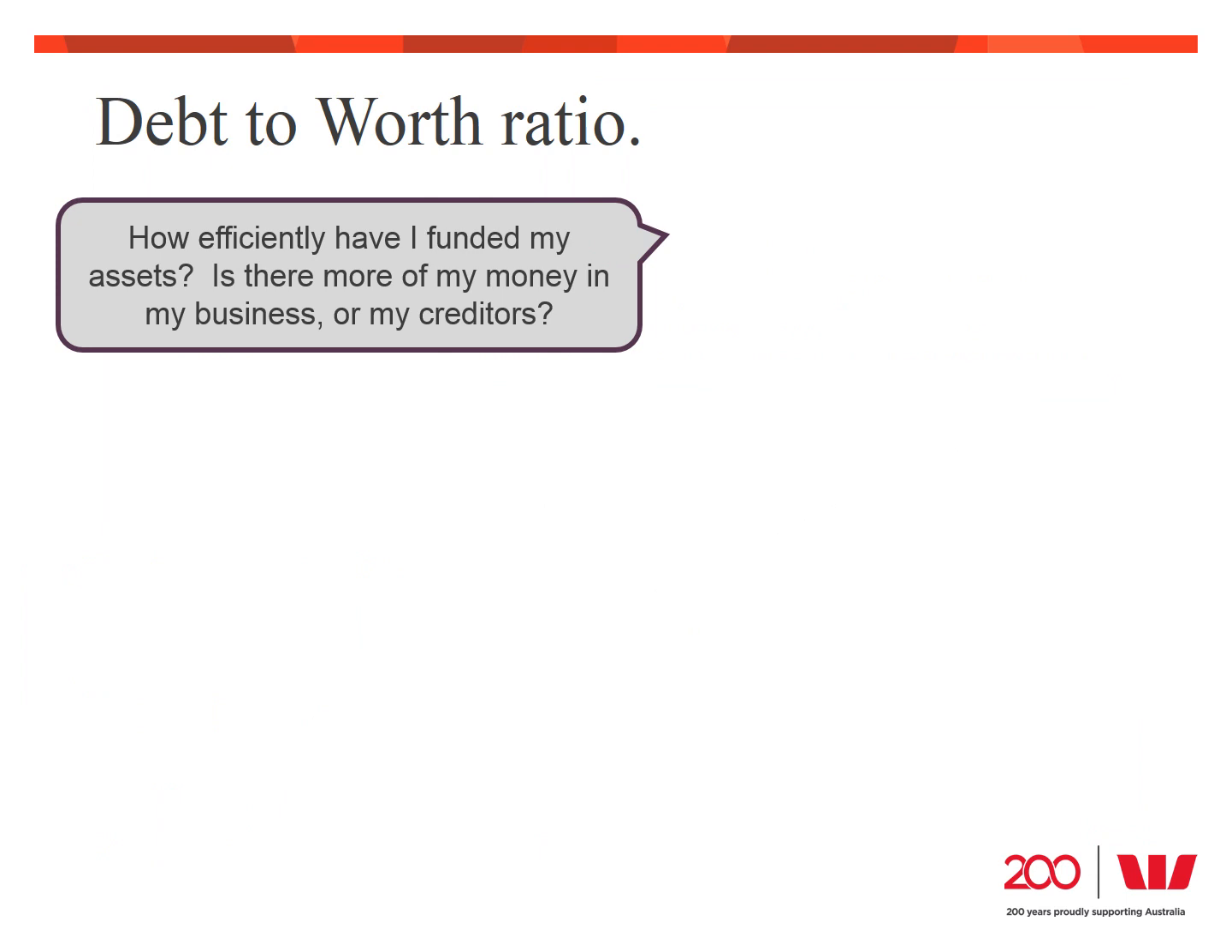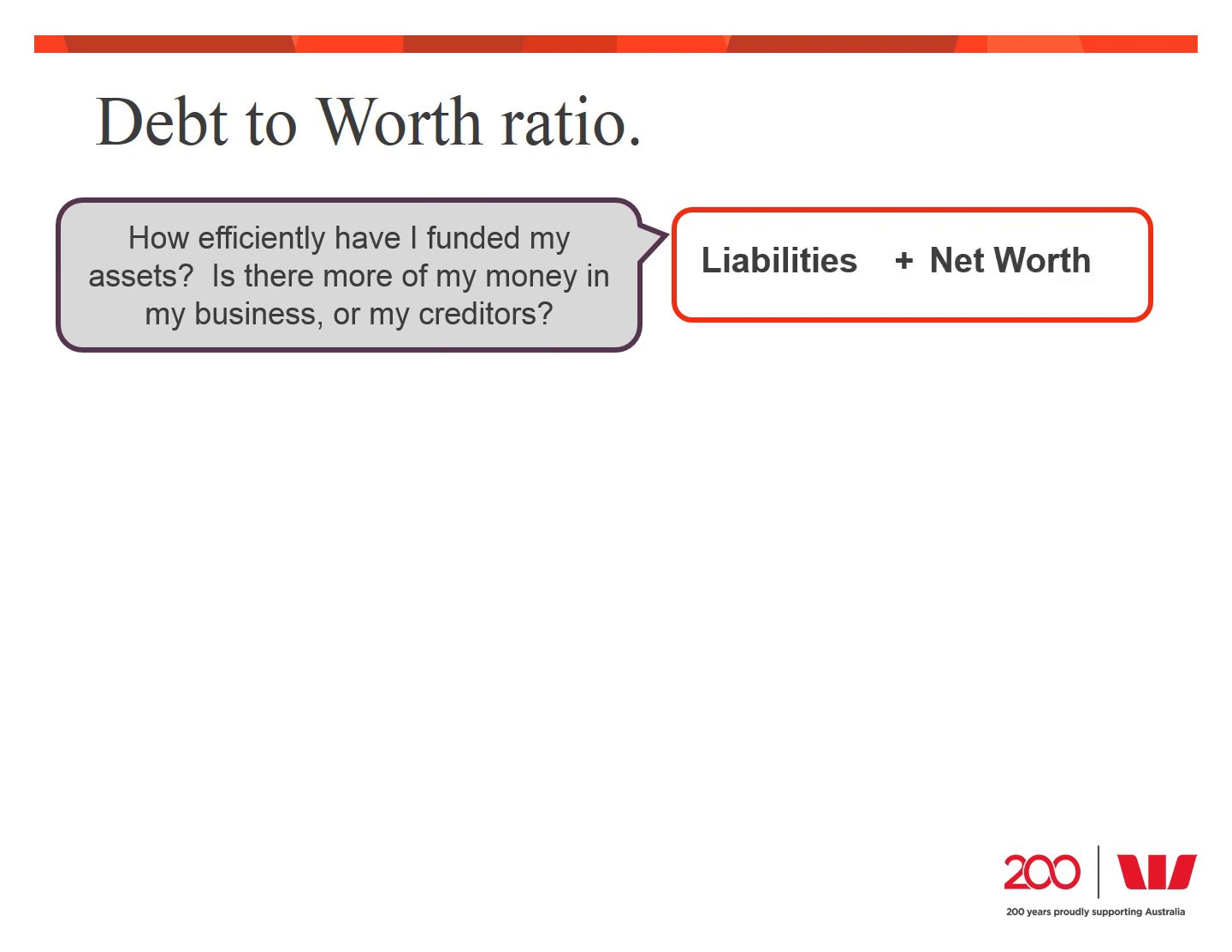So let's start with, how efficiently have I funded the assets, or the debt to worth ratio? Now this ratio compares the amount of net worth, that is the owner's money, with the amount of liabilities, that is our creditor's money. Now having the right balance here should mean that the owners are getting a reasonable return on the funds they've invested in the business without taking on too much risk and having the added costs by relying on too much debt. It's calculated by dividing total liabilities by net worth.